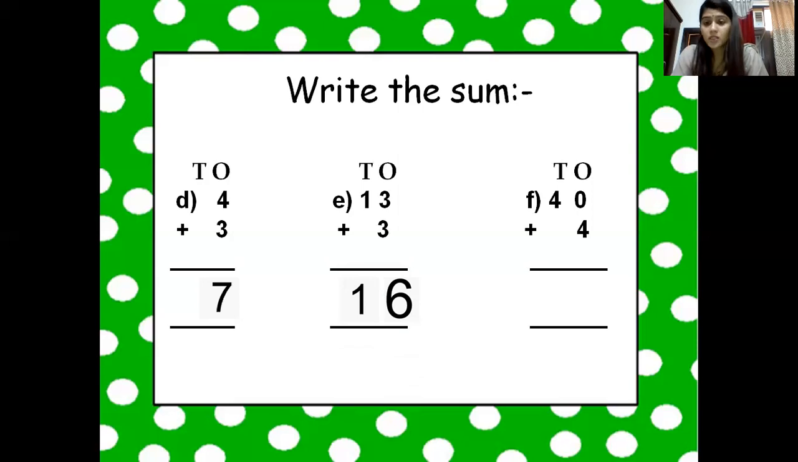Now F part. Under ones, 0 plus 4. When we are adding 0 in a number, the answer is number itself. This is fact. So 0 plus 4 is 4 only. And under T, only 4 is written. We are not adding anything in 4. So we will write 4 as it is.